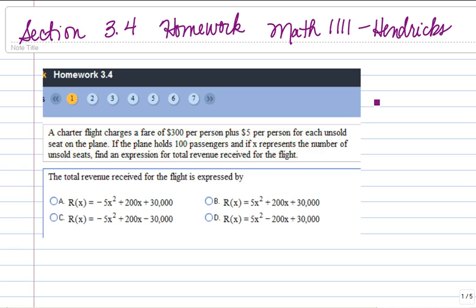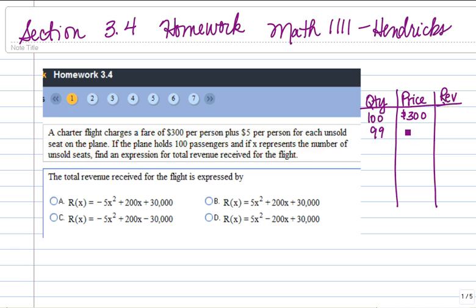So let's kind of think about this. To get revenue, we have to multiply the quantity times the price per ticket, right? So if we sell 100 tickets, then the flight is $300 per person, right? Now if we sell only 99 tickets, there's one seat that wasn't sold, so the flight is now $305 per ticket. If we sell 98 tickets, then the price goes up to $310. So what's happening? As we decrease from 100 by X, our price is increasing by $5 per decrease. And so our price now is 300 plus 5 times X.